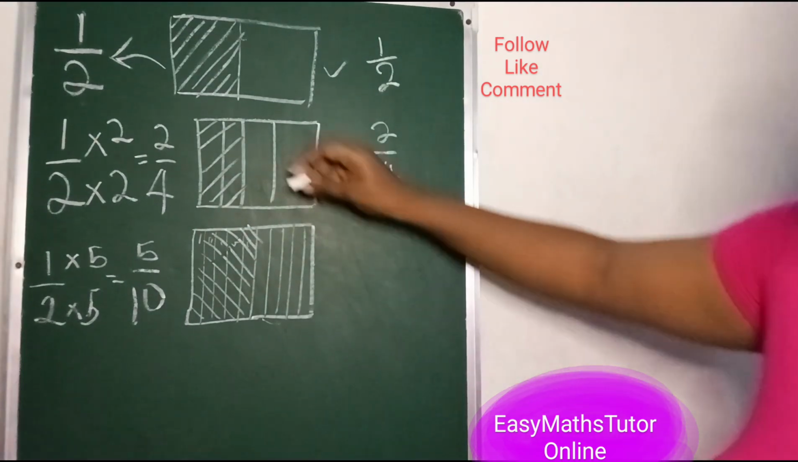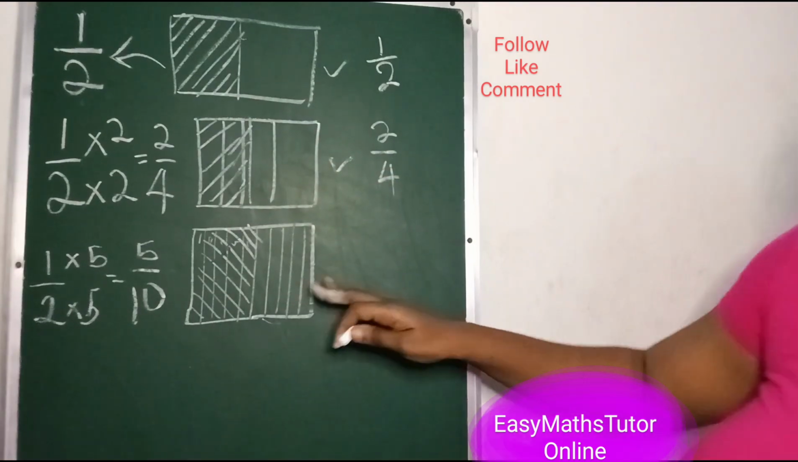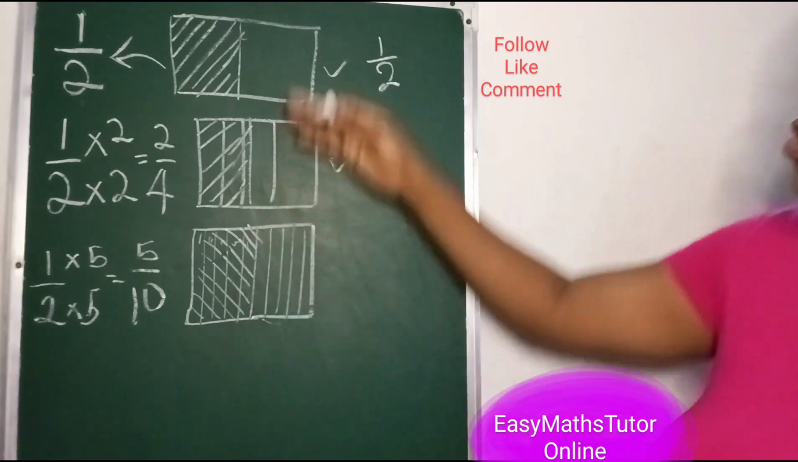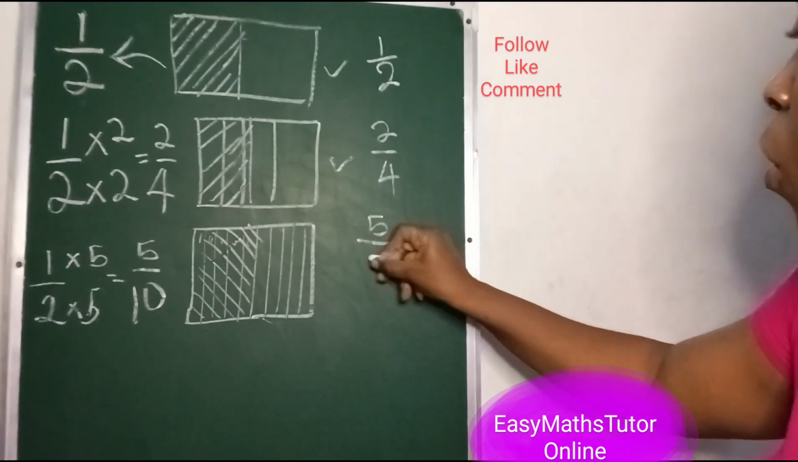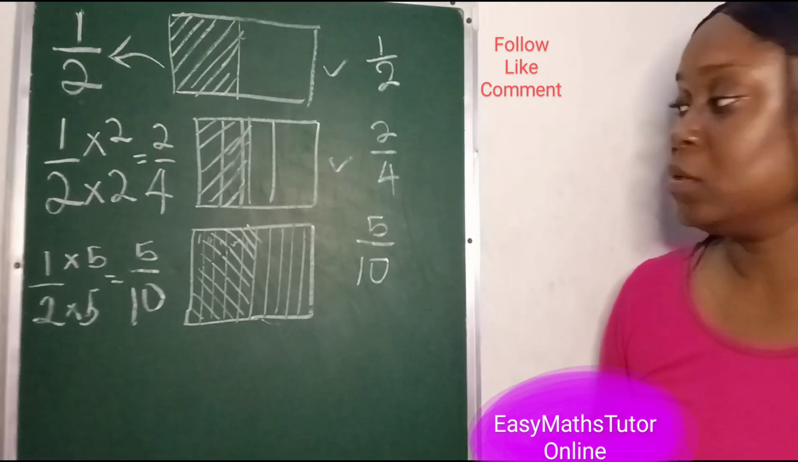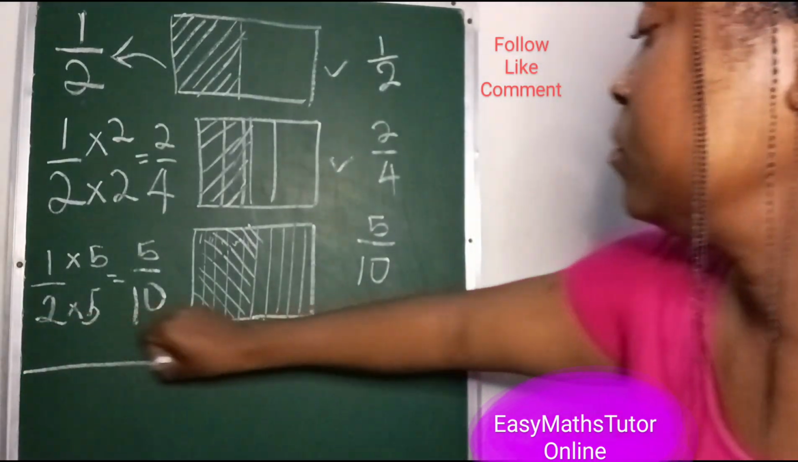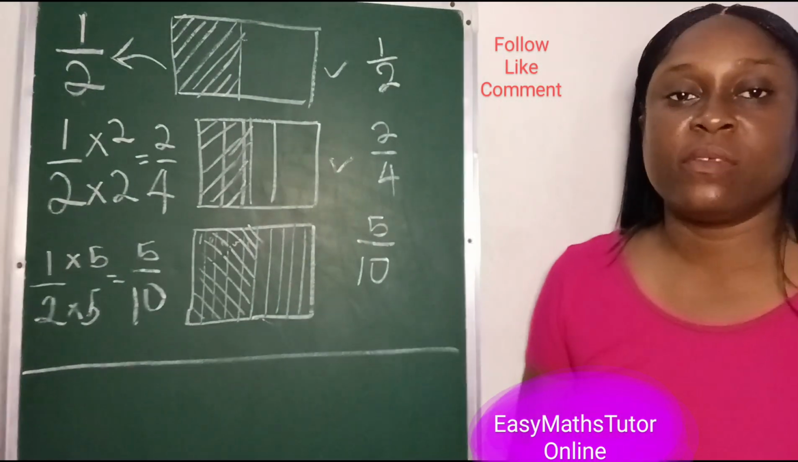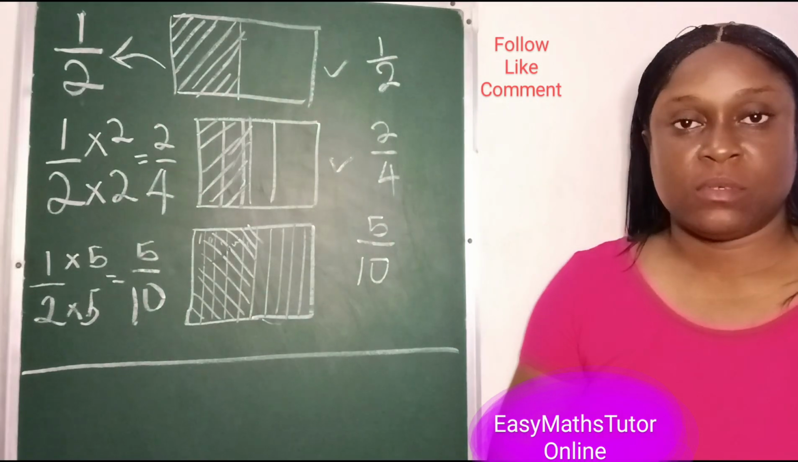So if you look closely, you find out that it's also half. The unshaded portion and the shaded portion are the same size. Therefore, these fractions are all equivalent. Do you want to try another one? Okay, let's try another. So these are all equivalent fractions.